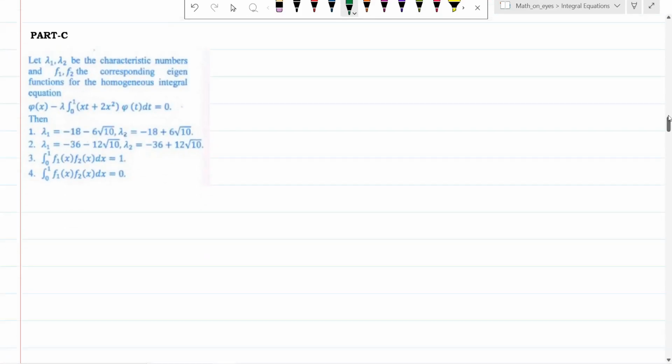Next question: let lambda 1 and lambda 2 be the characteristic numbers and f1, f2 be the corresponding eigenfunctions for the homogeneous integral equation phi of x is equal to lambda integral 0 to 1 of (xt plus 2x squared) phi of t dt. In the same way, we have to find the eigenvalue and also verify one more thing. If f1 and f2 are the corresponding eigenfunctions, they must be orthogonal. So this property satisfies the orthogonality.